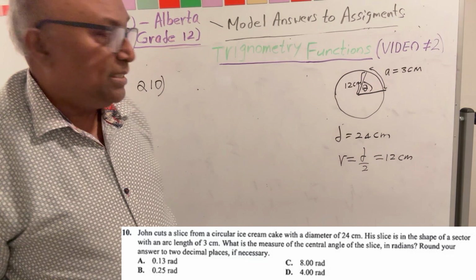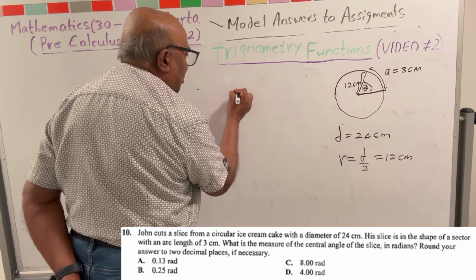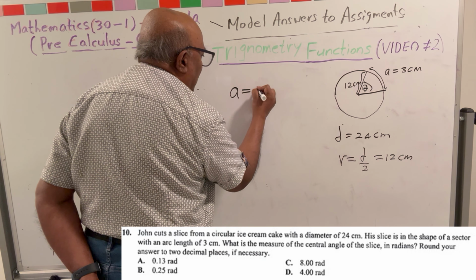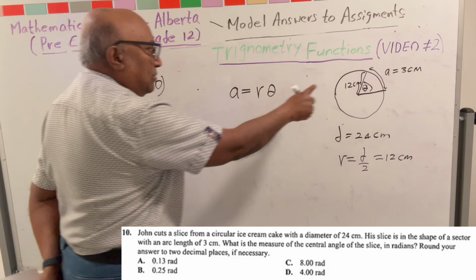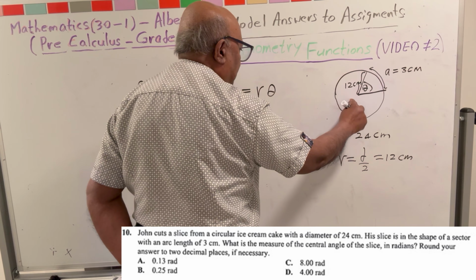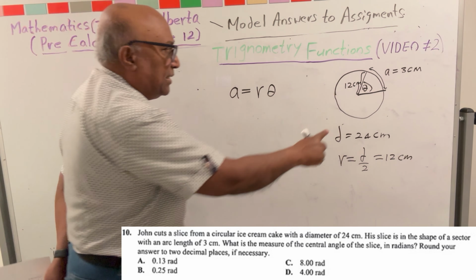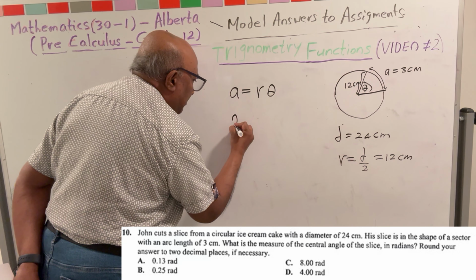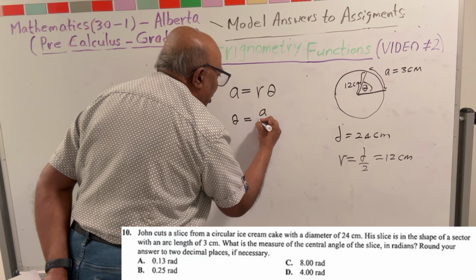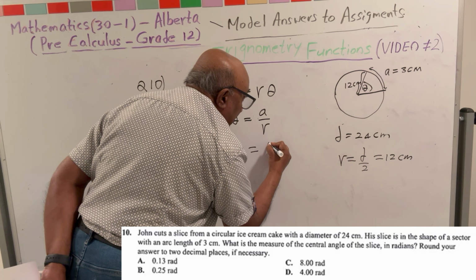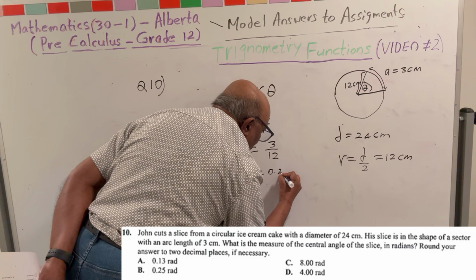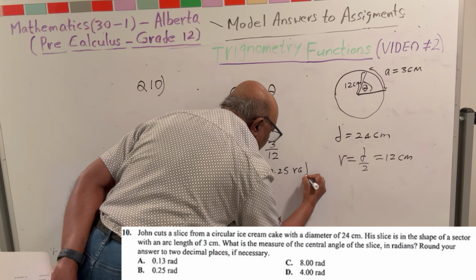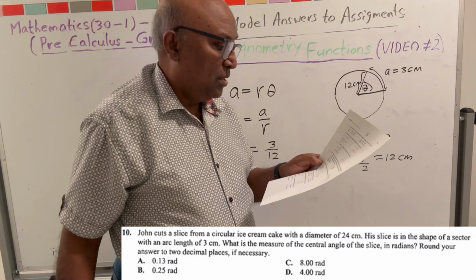Okay, this is pretty straightforward. We can apply this formula. A is equal to R times theta. A is the arc length, R is the radius, theta is the central angle in radians. That means theta is equal to A upon R, that is 3 upon 12, that is 0.25 radians. What's the correct answer? Answer number B.